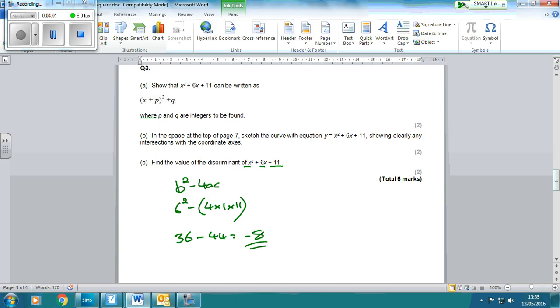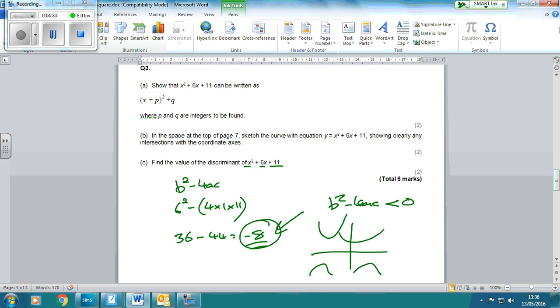Now it doesn't ask you to interpret that, but if your discriminant here is less than 0, so b squared minus 4ac is less than 0, that means that it has no real roots. And again, what that means is that your curve won't actually go through the x-axis. So we saw that when we drew the curve, it looked like that there. It could also look like that there, or this here, as long as it doesn't go through the x-axis. So if the discriminant is a minus number, it will not go through the x-axis at any point.